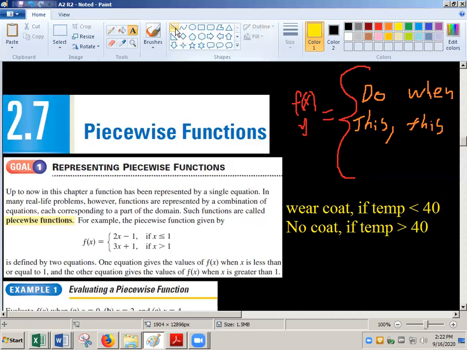So let's do my little sneaky line there. There we go. So here's my piecewise function, okay? This is the thing that I'm doing. I'm wearing a coat or not wearing a coat dependent on the temperature. So if it's less than 40, I'm wearing a coat. If it's greater than or equal to 40, I will not wear a coat.